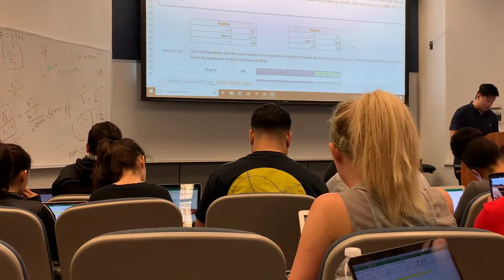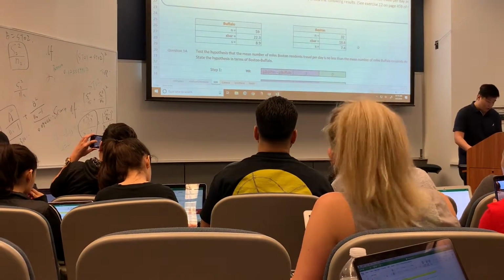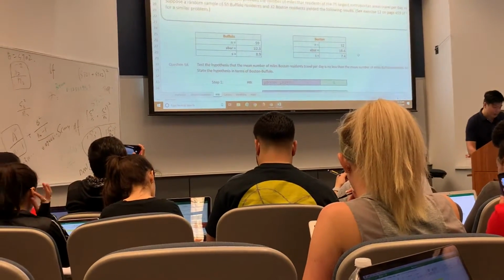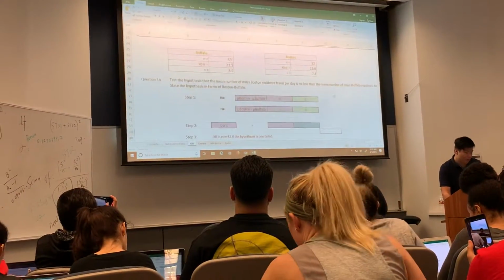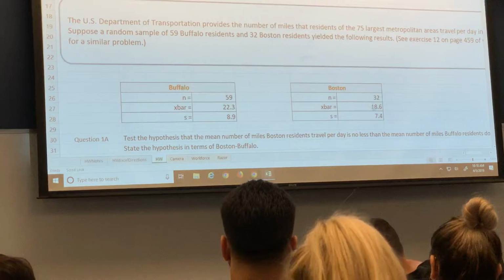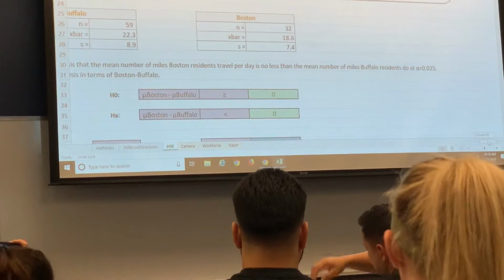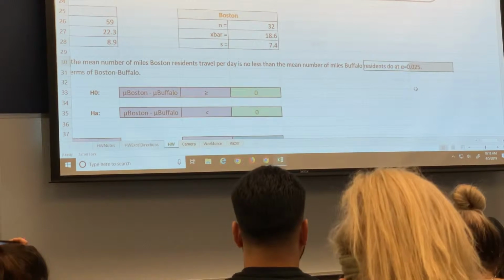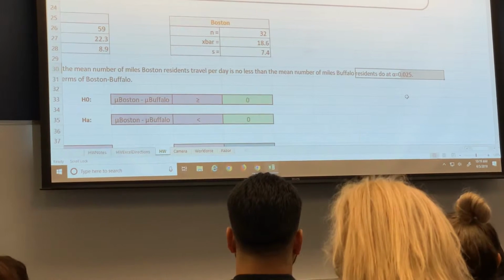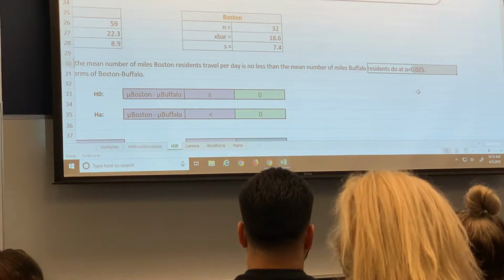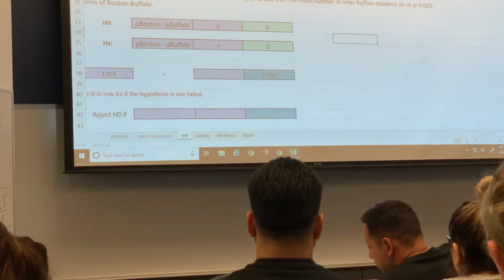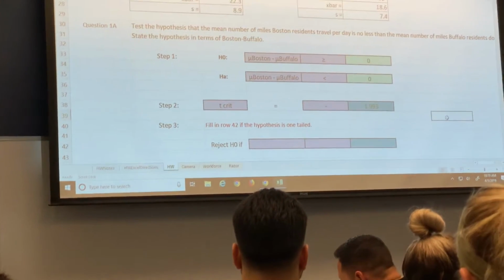My DF is 74. I go to page 157. And my alpha is, where's my alpha? This is my alpha, 0.025. With 74 and 0.025, I have 1.993.